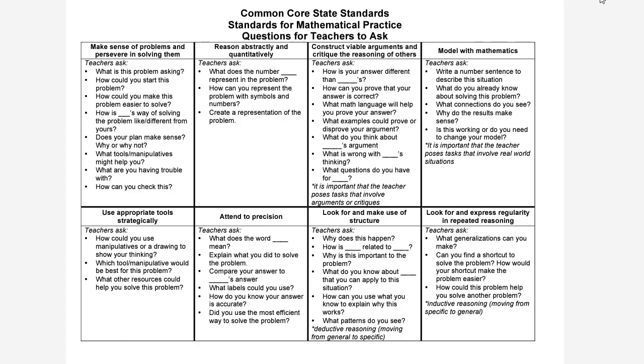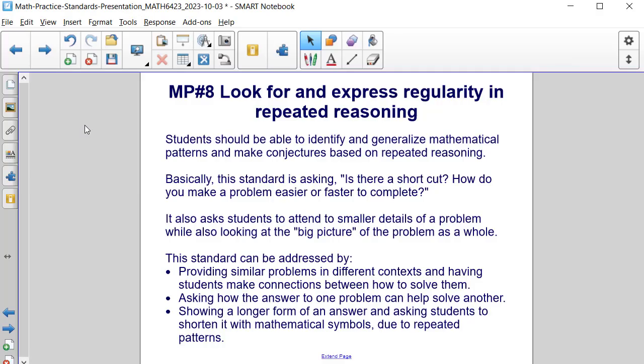How can you use what you know to explain why this is a method that will work? Do you see any patterns? What are they? Mathematical practice standard number 8 is to look for and express regularity in repeated reasoning. Sometimes mathematical practice standard number 8 will tag right along with mathematical practice standard number 7. When working with mathematical practice standard number 8, students should be able to identify and generalize mathematical patterns and make conjectures based on repeated reasoning.